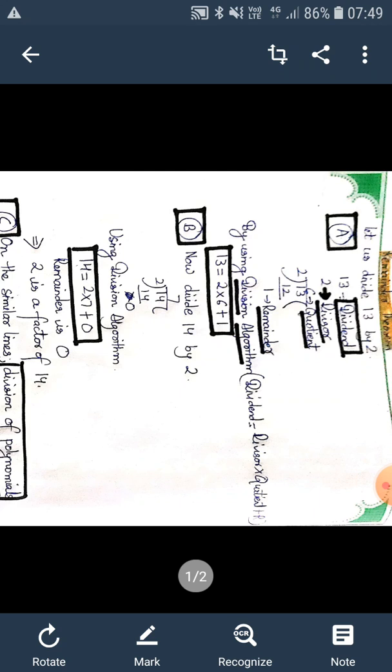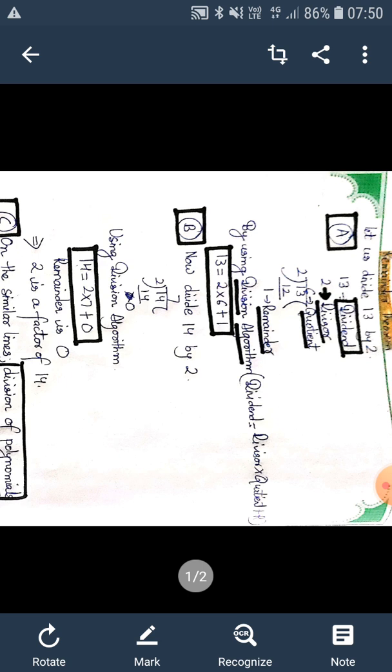Now, if we use division algorithm, what does division algorithm say? Division algorithm says that dividend equals divisor into quotient plus remainder. As we can see from this example that 13 is our dividend, 2 is our divisor and 6 is the quotient plus 1, that is the remainder. So we can write 13 in terms of divisor, quotient and remainder. So this is the basic concept.